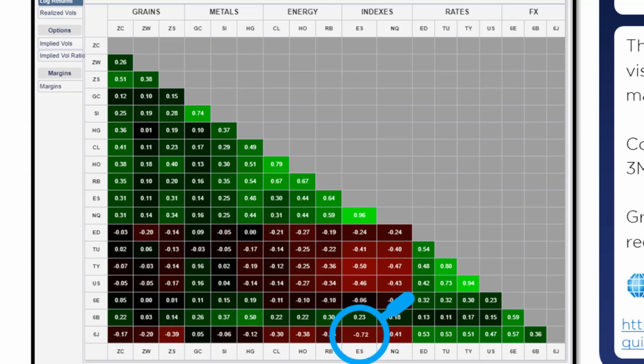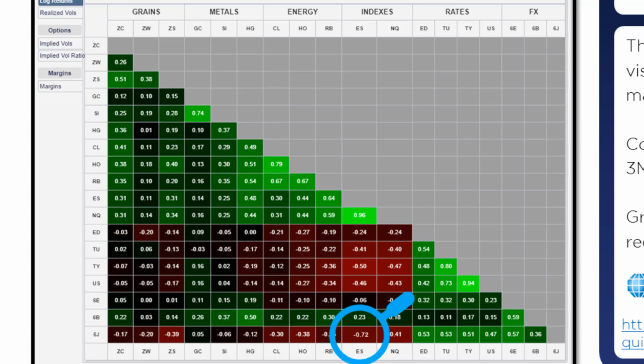If you look at the Japanese yen futures, which are designated on this table as 6-J, which is their CME clearing symbol, and ES, which is the symbol for E-mini S&Ps, you will see a negative correlation on the day that this was created of negative 0.72. That's a recent high negative number in terms of correlation between the Japanese yen futures and E-mini S&Ps. The negative correlation implies that if one goes down, the other has a greater chance of not going with it, or in other words, working in an inverse relationship.